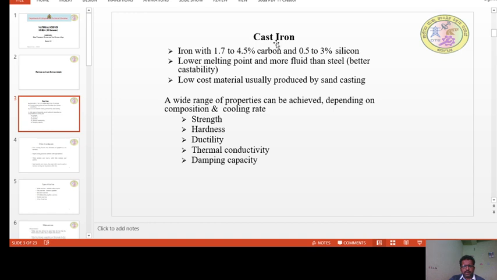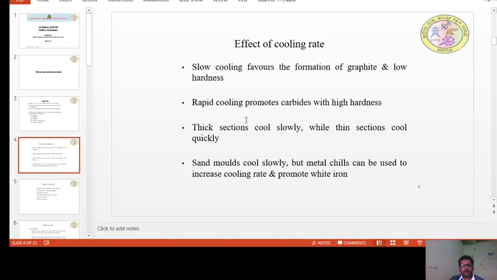This cast iron has a wide range of properties. The properties that are useful for engineering applications are strength, hardness, ductility, thermal conductivity, and damping capacity. All these properties will vary depending upon the composition as well as the cooling rate. Let us see what happens with respect to the cooling rate. Slow cooling favors the formation of graphite and results in low hardness. Rapid cooling promotes carbides with a high hardness.